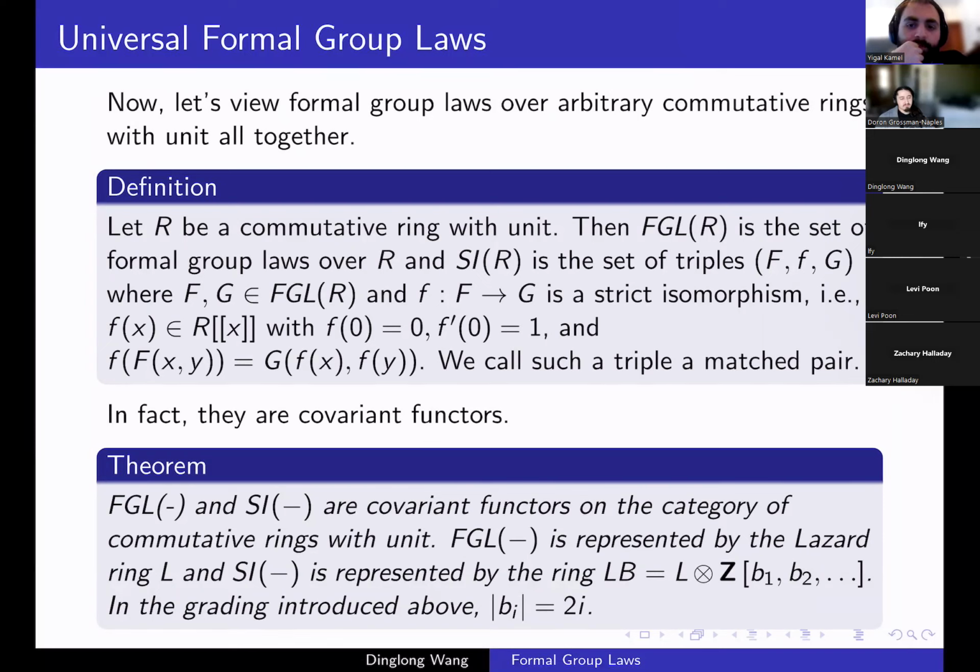Furthermore, we know that FGL is represented by the Lazard ring L. That's basically the universal property of the Lazard ring. And SI is represented by the ring LB. To see that, since we have an extra degree of freedom, in SI(R) we not only need to choose the formal group law F, we also need to choose an arbitrary strict isomorphism f. Then G is determined. So to match this extra degree of freedom, we put the b_i there. And in the grading introduced above, the degree of b_i is actually 2i.